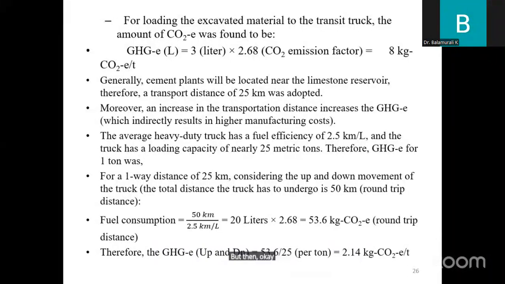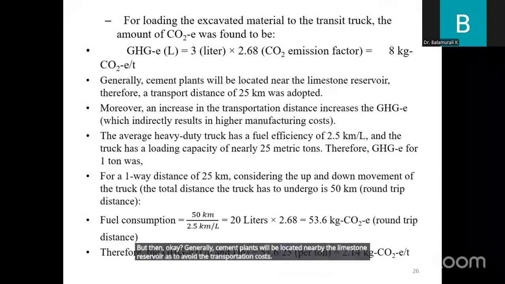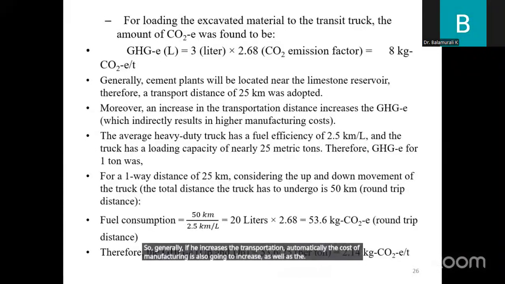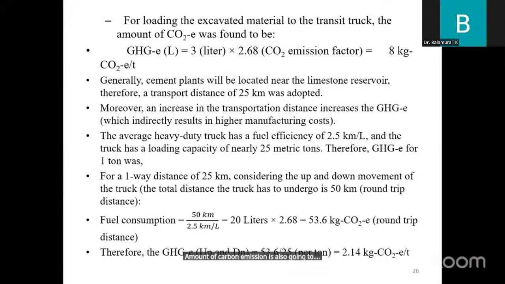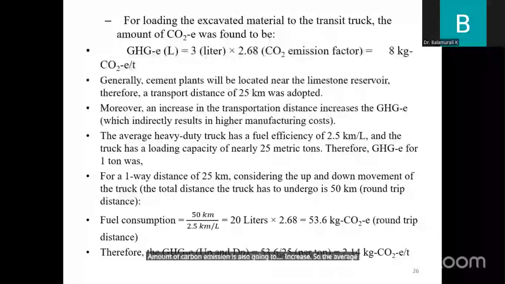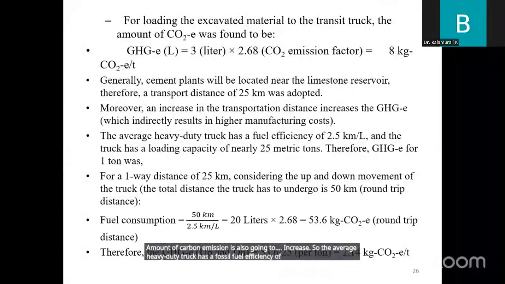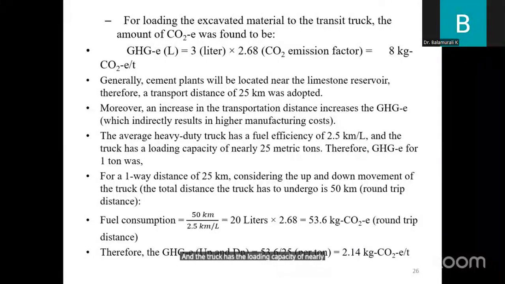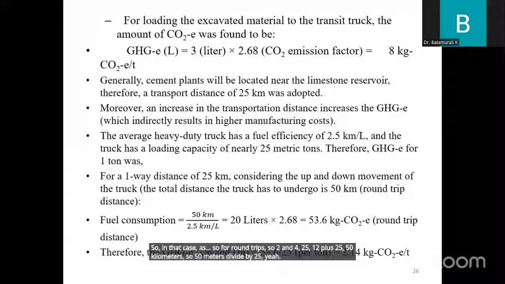Okay. Generally, cement plants will be located nearby the limestone reservoirs to avoid the transportation costs. So in this case, I have taken a transport distance of 25 kilometers. Generally, if the transportation increases, automatically the cost of manufacturing is also going to increase, as well as the amount of carbon emission. So the average heavy-duty truck has a fossil fuel efficiency of 2.5 kilometers per liter, and the truck has the loading capacity of nearly 25 metric tons. So for round trips, 25 plus 25, 50 kilometers. So 50 kilometers divided by 2.5 will give you 20 liters.